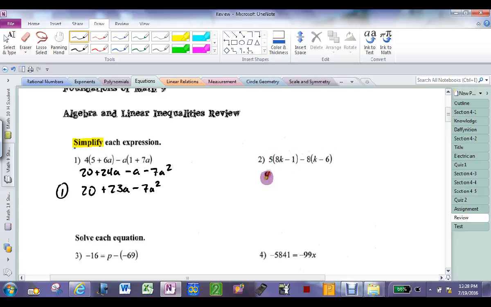This one, 40k minus 5 minus 8k plus 48. 40 minus 8 is 32k. Negative 5 plus 48 is plus 43. You cannot go any further because there's no equal sign. So you can't subtract something from both sides because there is only one side.